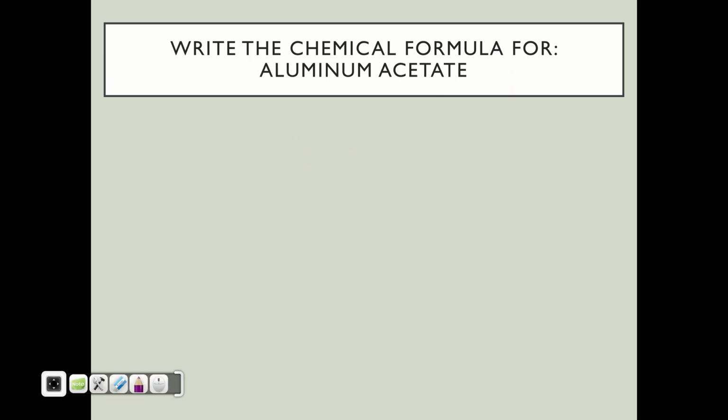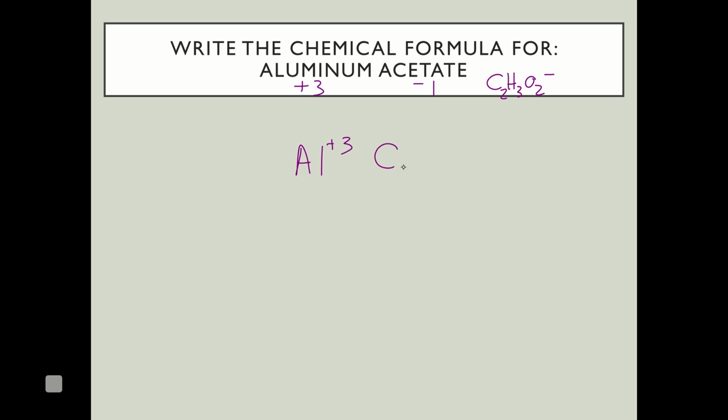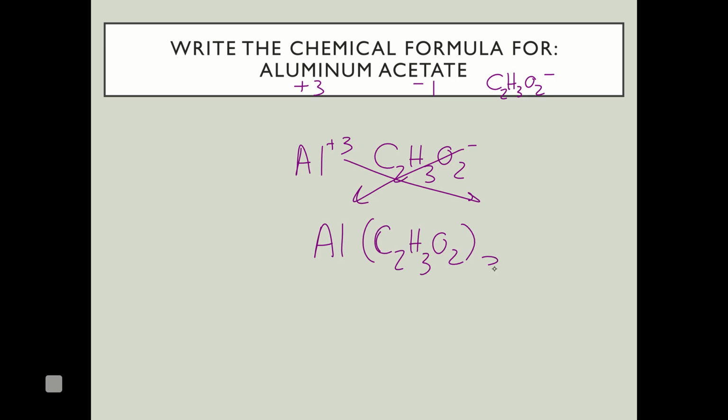A couple more examples. Aluminum acetate. Aluminum's +3. Acetate is C2H3O2 minus, so -1. I'm going to crisscross these: +3, C2H3O2 minus, crisscross, Al1. Since I'm going to need multiples, I'm going to protect this: C2H3O2, 3 on the outside.